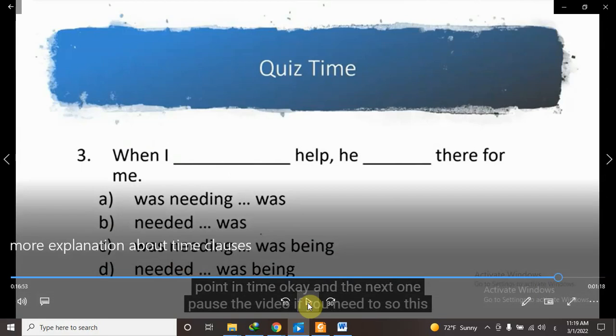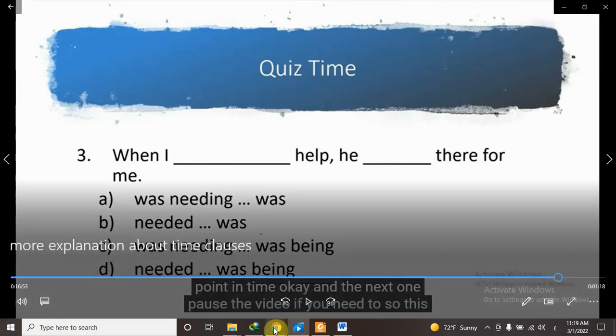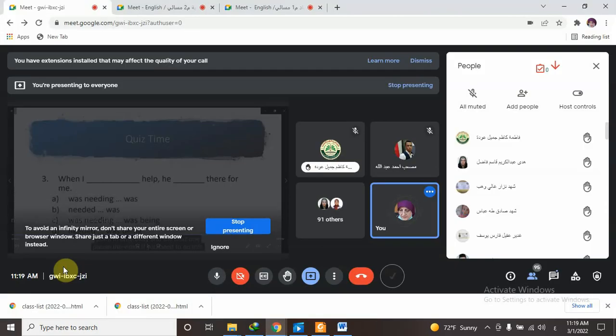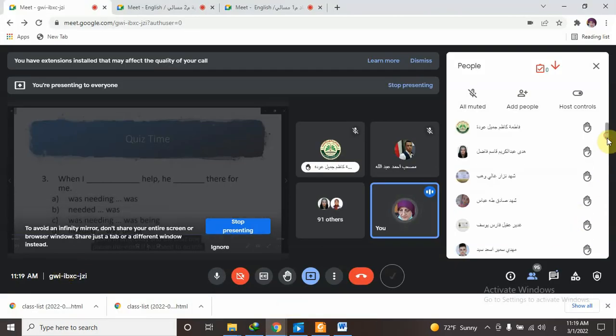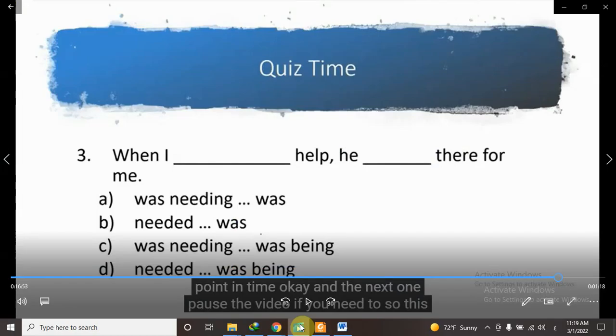Now, the following one: when I needed help, he was there for me. Which one are you going to choose and which one are you going to delete? Okay. What do you think? Yes, Ghadir, Aqil. Good morning, doctor. Good morning. I think the point A, the point C, and the point D are wrong, and the correct point is B.